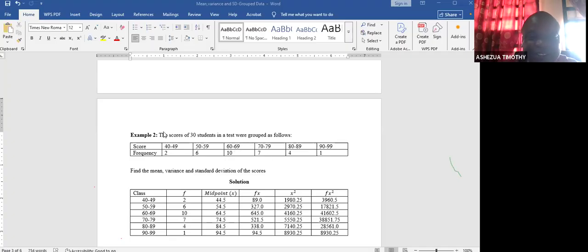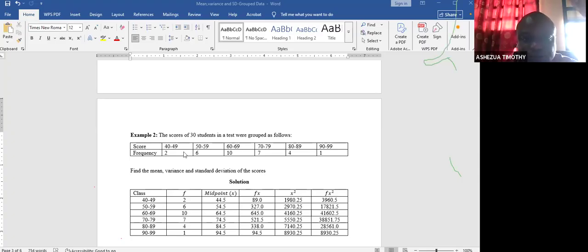I hope so. Now, example 2: the scores of 30 students in a test were grouped as follows. This one we're going to do much faster because we are already following what I've explained earlier.